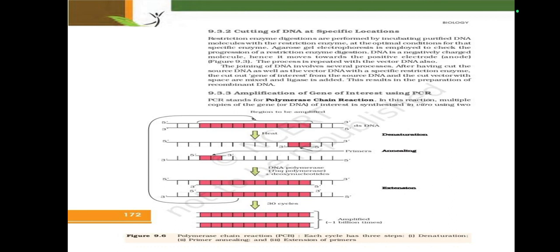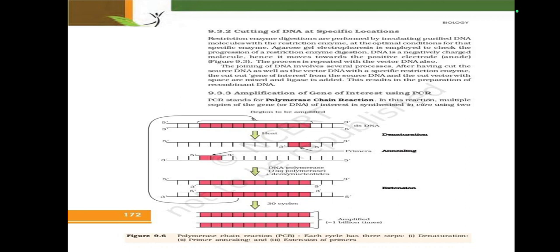Also, the joining of DNA involves several processes after having cut the source DNA as well as the vector DNA with a specific restriction enzyme. The cut out gene of interest from the source DNA and the cut vectors are mixed, and ligase is added. This results in the preparation of recombinant DNA.